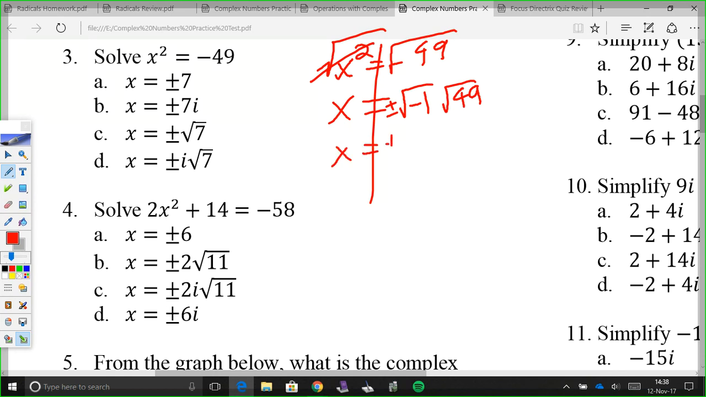X equals that plus minus. Now, square root of negative 1, remember, we call that i. Square root of 49, that's a perfect square, and it is just 7. So at the very end of this problem, I really have x equals plus or minus 7i, which is B in this example.